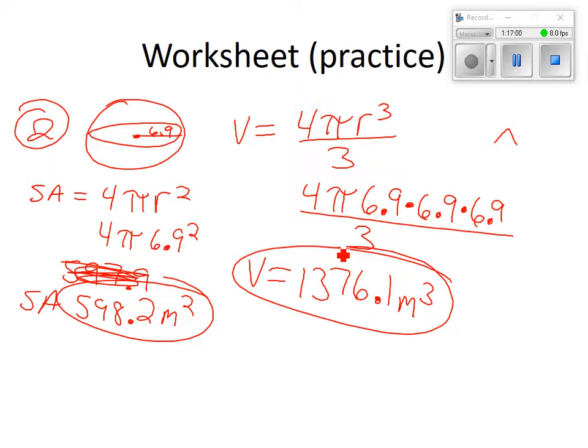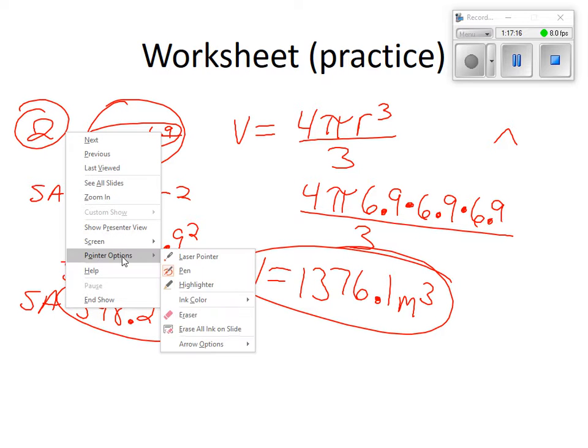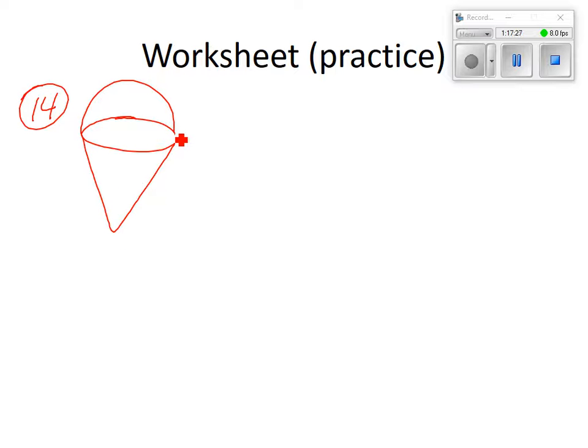Number 14. Number 3? 14. Do we need to take a vote? Let's do 14, then maybe we'll go back to 3 if we have time, if we hurry. What kind of shapes do we have in 14?